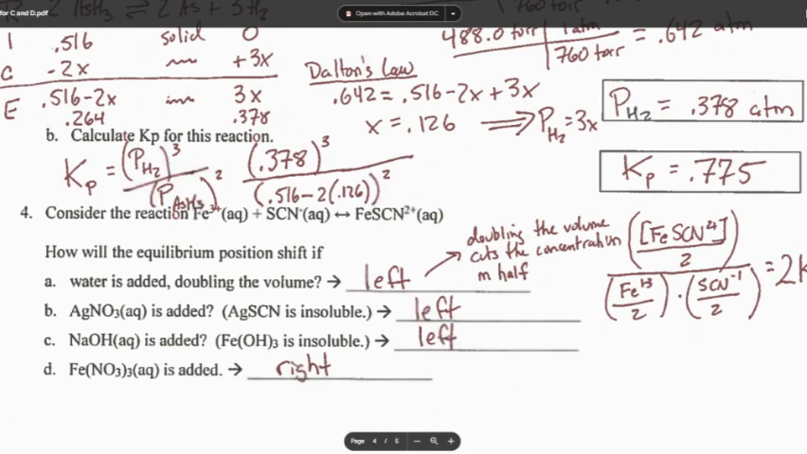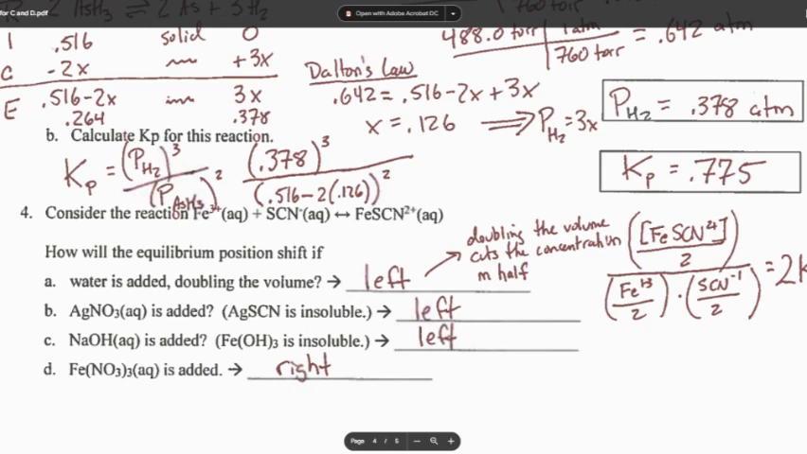It changes the molarity of everything. It's diluting the molarity of everything. It's going to have a bigger impact on the reactant side. This should actually say 2 times Q. Q is equal to 2 times the equilibrium constant right now. So we need to decrease the value, or shift left, get it back down.